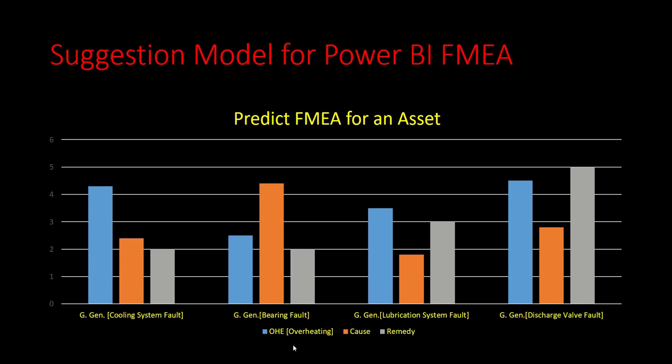This is another chart that helps to predict FMEA for an asset. If we take, for example, a gas generator as the asset, with problems of cooling system fault, bearing fault, lubrication system fault and discharge valve fault, we can detect which fault or problem is repeated more than others. This is in blue.